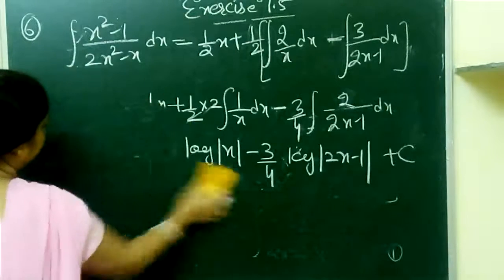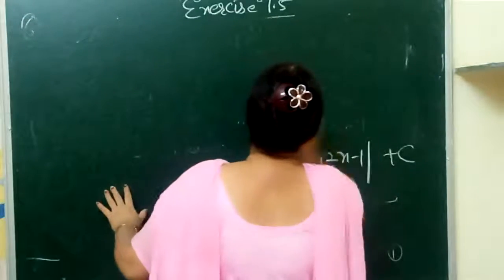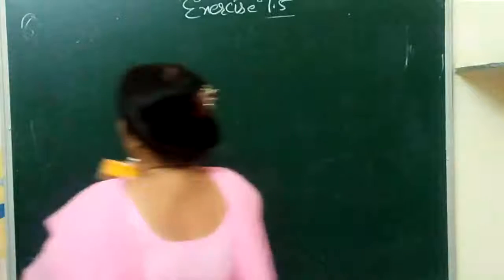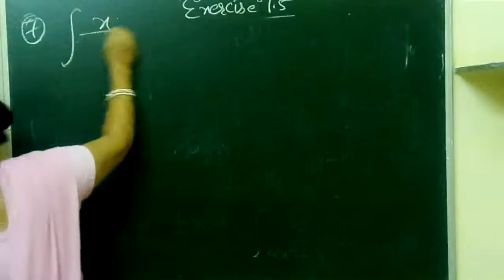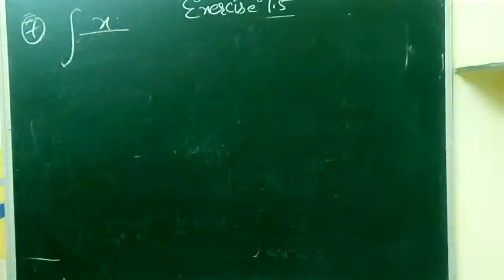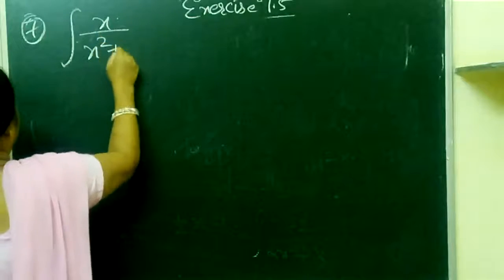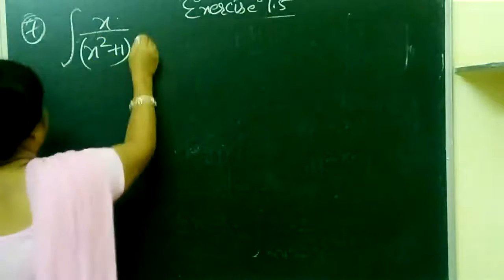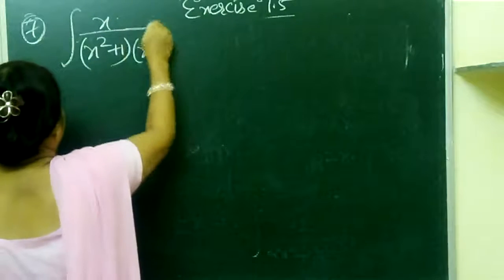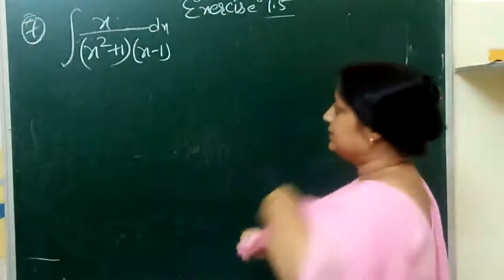Now after that we will solve question number 7. The question number 7 is: find the integration of x upon (x square plus 1) into (x minus 1) into dx. This is question number 7. Now we will solve this question.